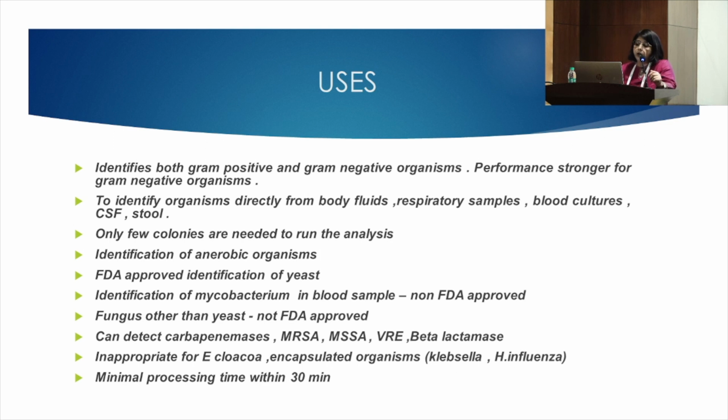Now the uses, I'll quickly go through. All gram-positive and gram-negative organisms you can detect. You need only a few colonies to identify the organism. You can detect it directly from body fluids, respiratory samples, and blood cultures, but usually in all the centers, we still depend on cultures and then use MALDI-TOF. From a direct sample, it is very difficult because you have to isolate it and purify it. There is a long process to do that.